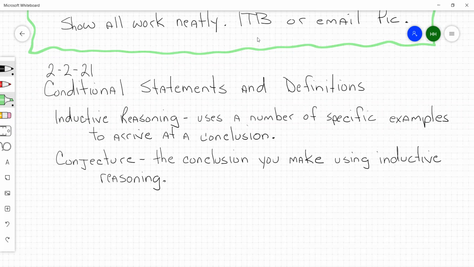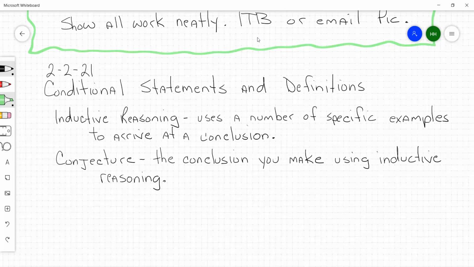Okay? So in some of your practice today, you'll be asked to use inductive reasoning to make a conjecture. So that's what it means. Use specific examples to make a conclusion. It's just a fancy geometry way of telling you to use specific examples to arrive at a conclusion. The conclusion is your conjecture.